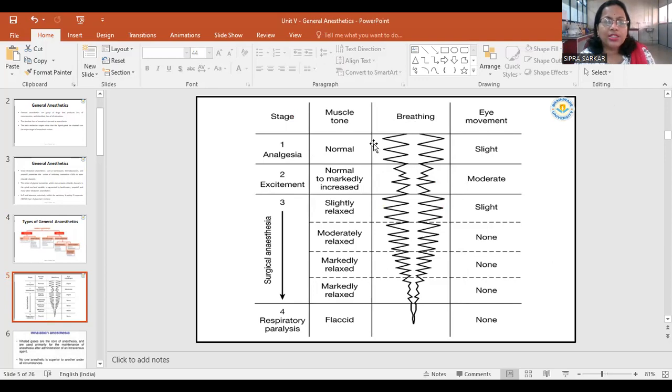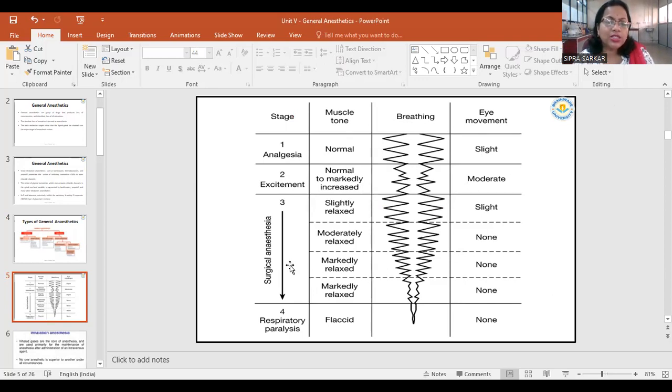In analgesia, stage 1, muscle tone is normal, breathing is normal, and eye movements are slight. In excitement, muscle tone is normal to mildly increased. Some convulsion or seizure or contraction of the muscle will be there, breathing will be somewhat disturbed, and eye movement will be moderate.